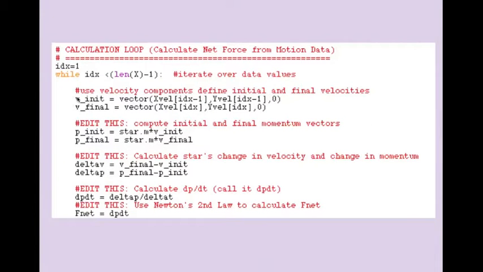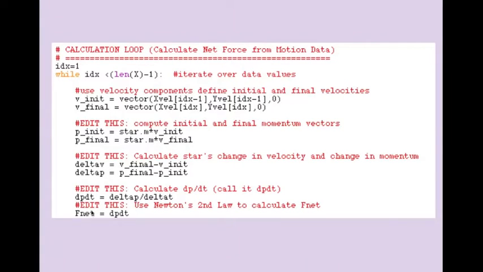First, we find the initial and final velocities using indexing of the CSV file mentioned earlier on in the code. Then, using those values, we find the initial and final momentum by multiplying the star's mass by the initial and final velocities, respectively. Then, in order to calculate the change in velocity and the change in momentum, we just subtract the final minus the initial for each. Then, in order to calculate dp over dt, we simply divide delta p over delta t, because, like we said earlier, they are approximately equal.